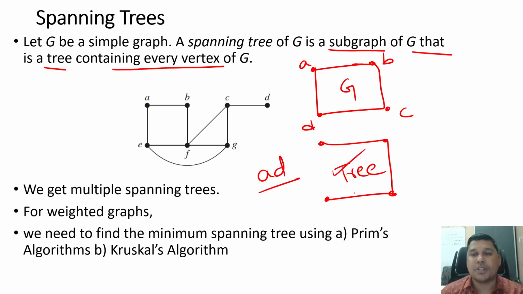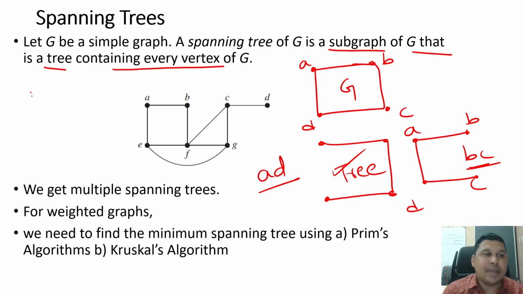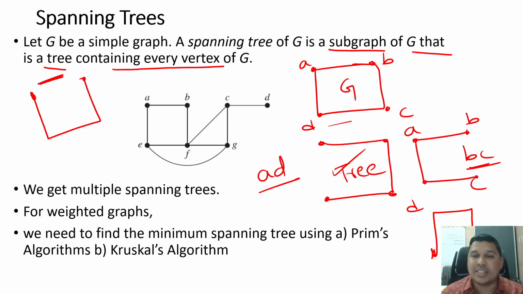But we have multiple options, right? I may also have one like this. This also can be a tree on A, B, C, D, by removing BC, you get another tree. What other trees are possible? I may get a tree like this by removing AB, or I may get another tree of this format by removing the edge CD. So we are getting multiple trees here.